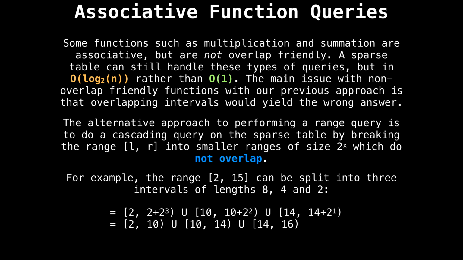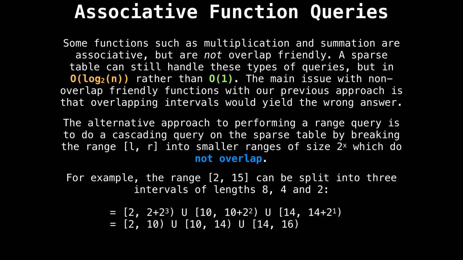As you may have realized earlier, some functions such as multiplication and summation are associative, but they are not overlap friendly. Luckily, a sparse table can still accommodate such functions for range queries. However, the runtime will be logarithmic instead of constant. The alternative approach to performing a range query is to do a cascading query on the sparse table.